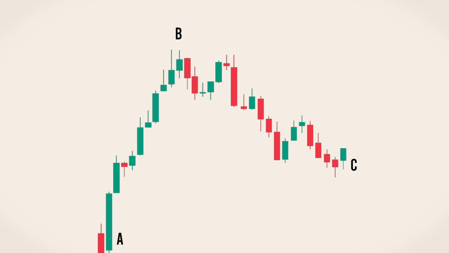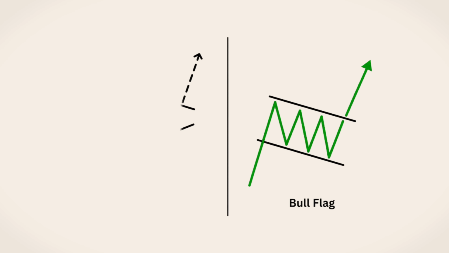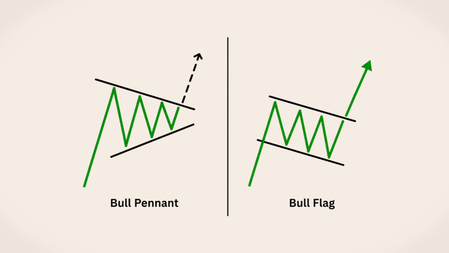Swing targets are very similar to flags and pennants, but there is a key difference: magnitude. In a swing target, the correction, point C, is usually substantial, often a 50% or 61.8% Fibonacci retracement. Flags and pennants, however, are shorter-term congestion bands. Think of them as a pause that refreshes. They serve to relieve an overbought or oversold condition quickly without the price collapsing.